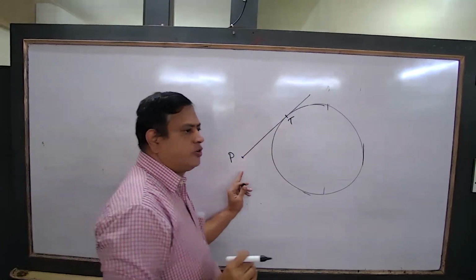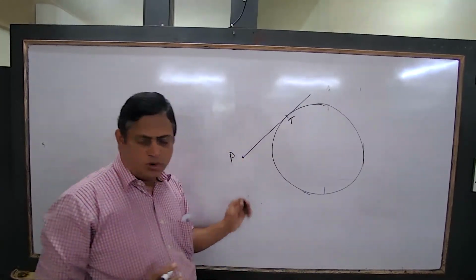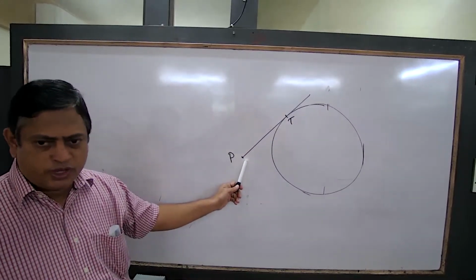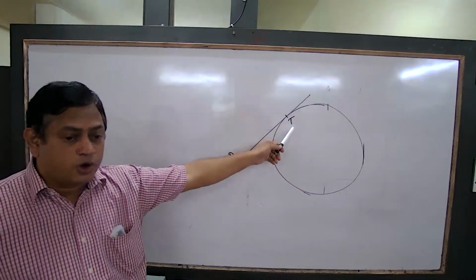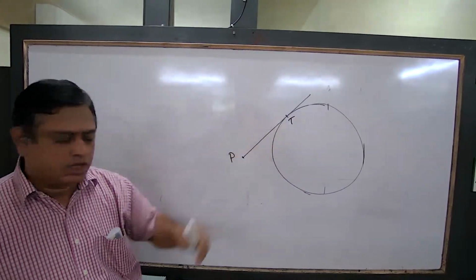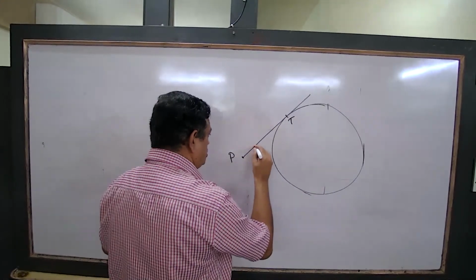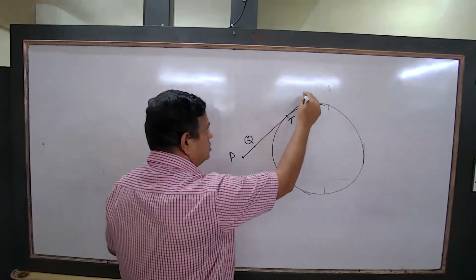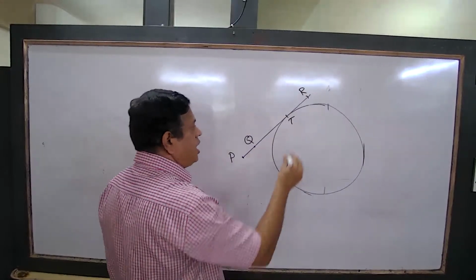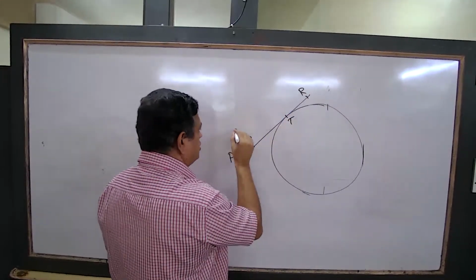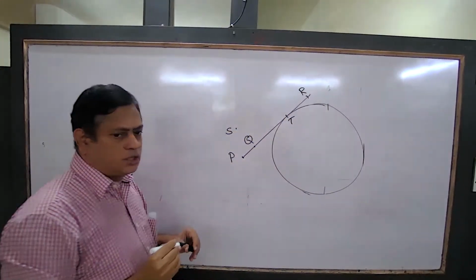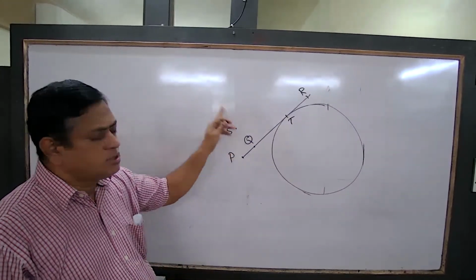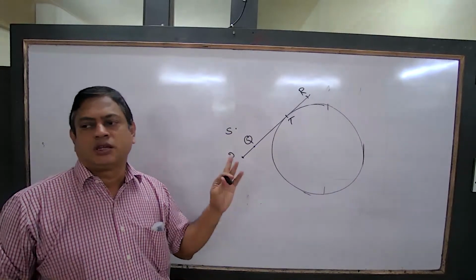From the external point P, I repeat, what is the meaning of the length of the tangent? It is the length of the line segment from the external point to the point of contact. If Q is the point, the length of the tangent is QT. Suppose R is the point, RT is the length of the tangent. Suppose S is here, it is not nothing. How do you get the length of the tangent? From S, you draw a tangent. Where it is meeting, that is the length of the tangent.